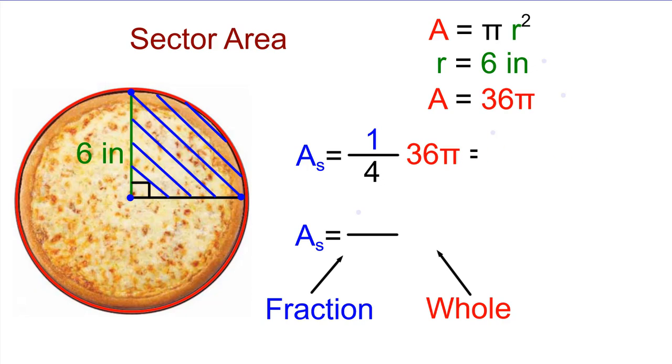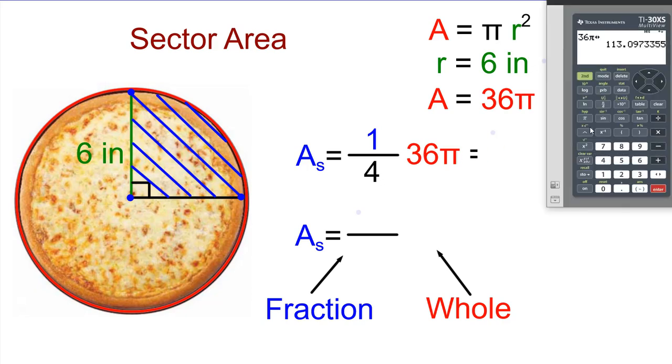We can put it in the calculator. I'll go ahead and show you how to do that. Fraction button, 1/4, 1/4 of 36, and I'm going to put in pi with the pi button there, and that'll give me 9 pi.